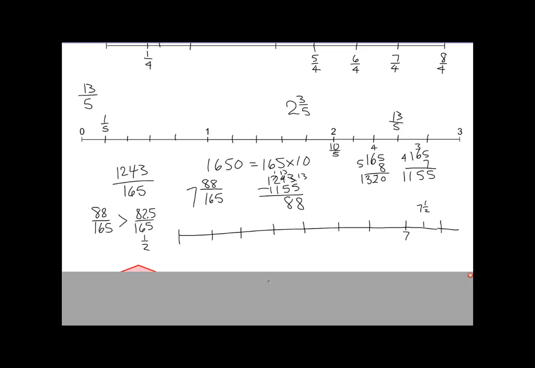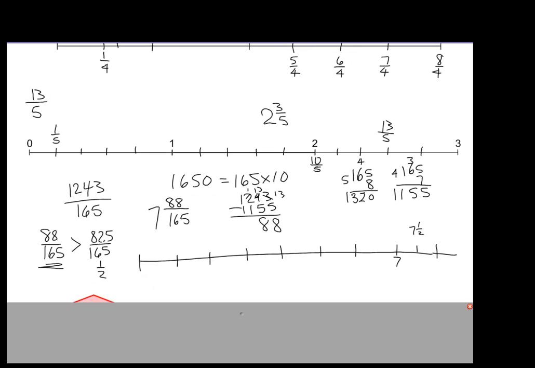7. Our fraction is going to be a little bit larger than that, and it's just a little bit larger than 7 and a half, only 5 and a half 165ths. So right about there, hardly bigger at all, is where 1243 165ths will be located on the number line.